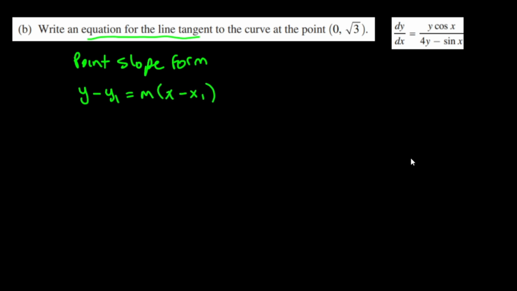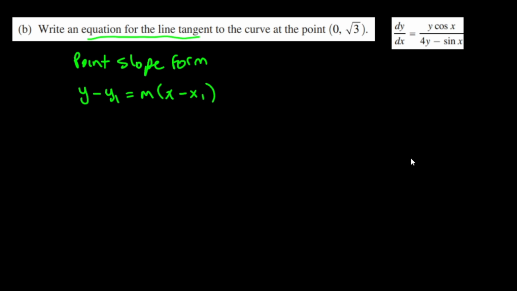Part B is asking us to write the equation for a line tangent to the curve at the point 0, square root of 3. When you hear the words equation of a tangent line, you should be thinking of point slope form, which is y minus y1 equals m times x minus x1. So our goal now is to gather the information we need to fill this equation out.